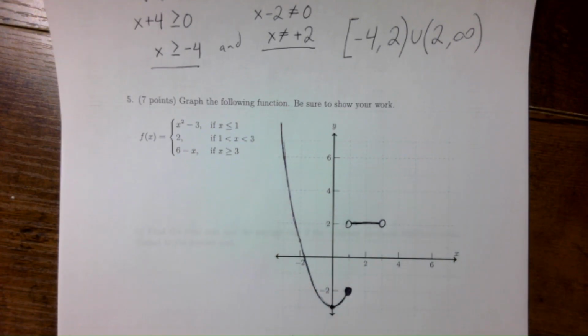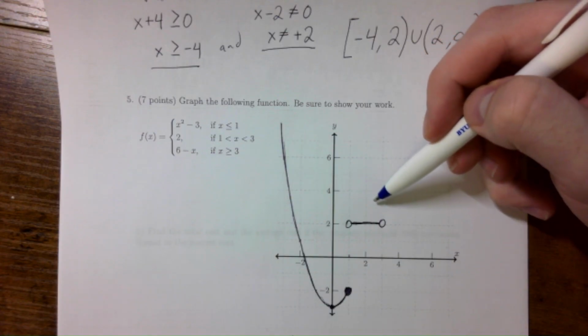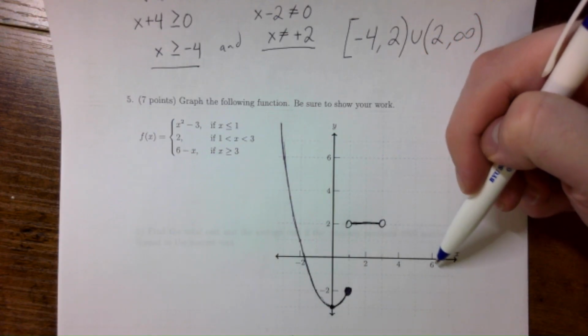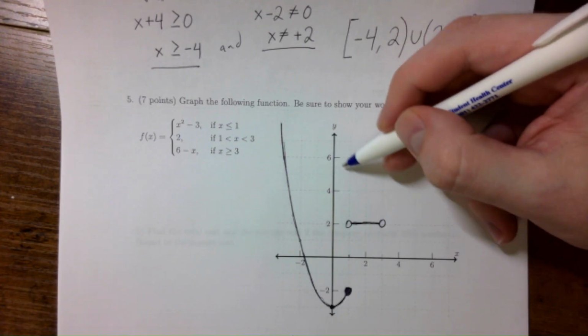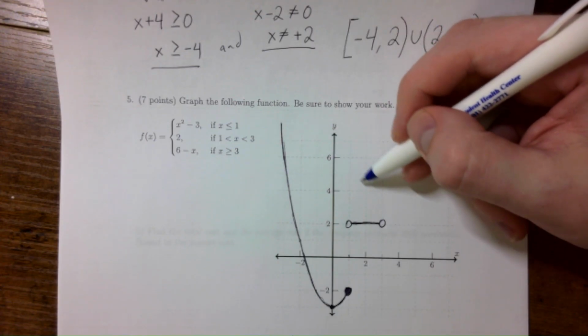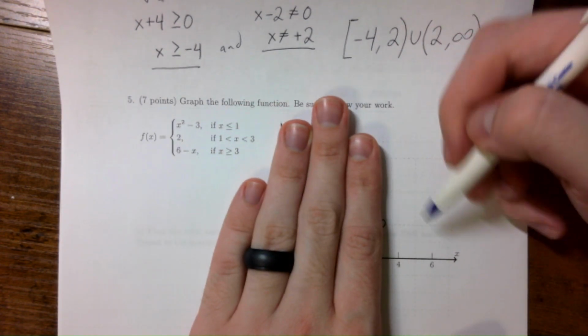The last one is 6 minus x when x is bigger than or equal to 3. If I included the entire thing, it would start up here at 6 and it would go over 1, down 1, over 1, down 1, and continue on like that forever. But I don't want to include it here because on this section, I already have defined what my function does. I'm only wanting to look at it on this side.